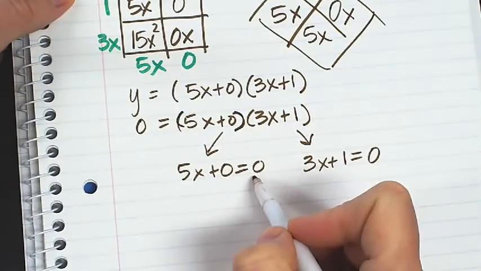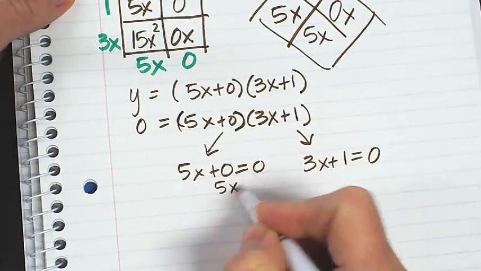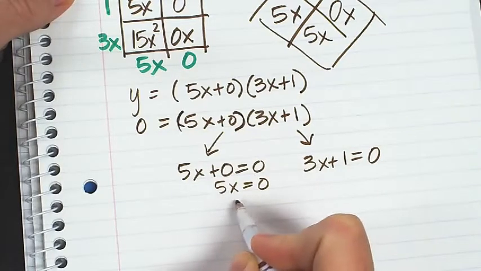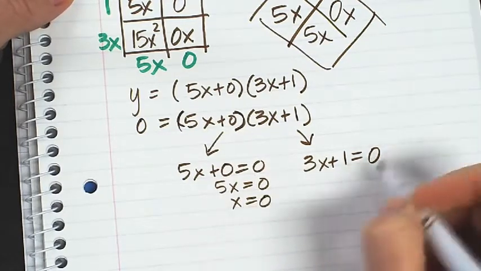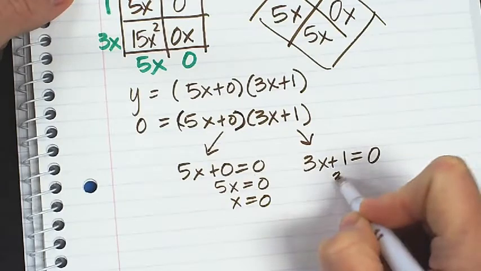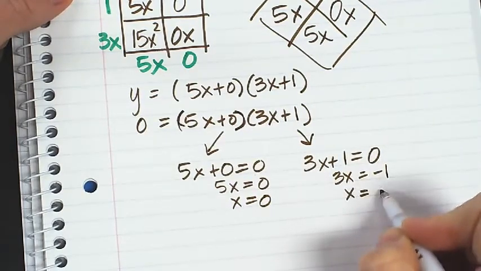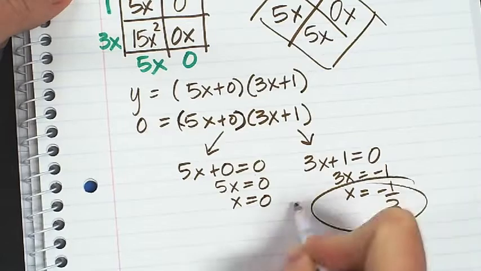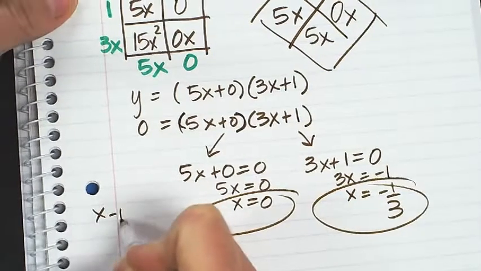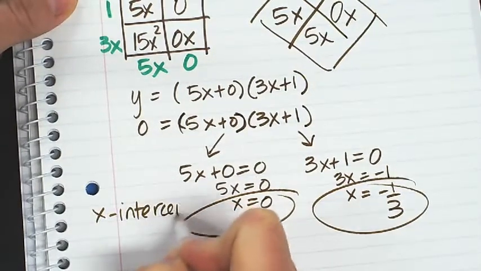Okay, you could subtract 0 from each side. That's just going to give you 5x equals 0. Divide by 5, so x equals 0. Subtract 1, so 3x equals negative 1. Divide by 3, so x equals negative 1/3. So those are my two x-intercepts.